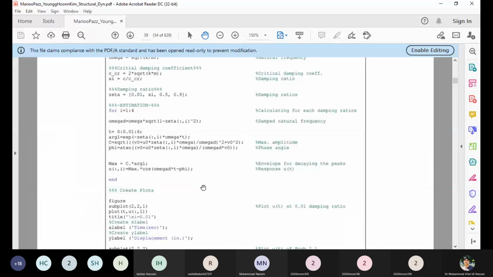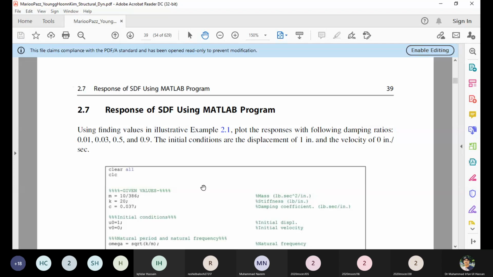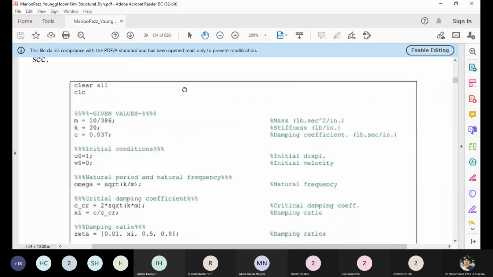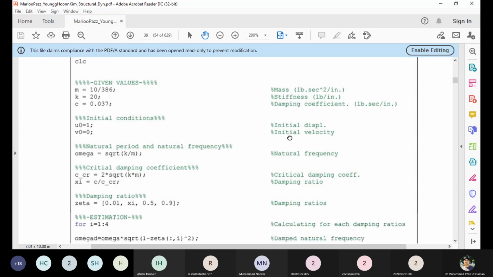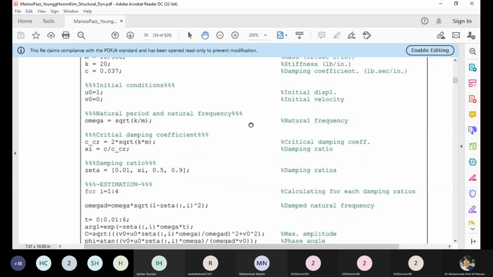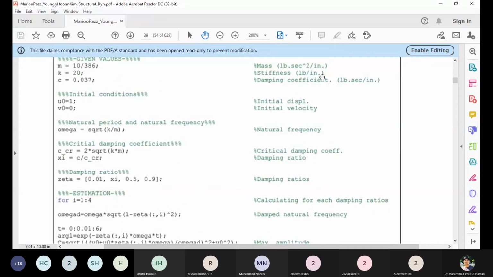So in this, you can see that if the same problem is solved in MATLAB, you have the M value, K value, and C value present here: mass, stiffness, and damping. Then you can give the initial conditions u naught and v naught. Screen is visible? Yes, sir.